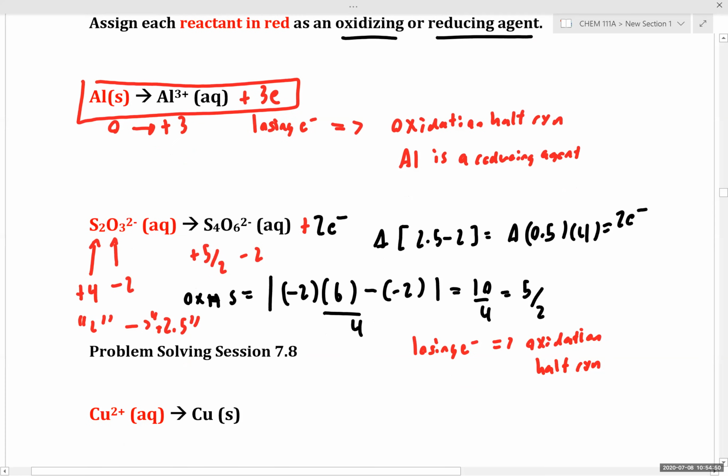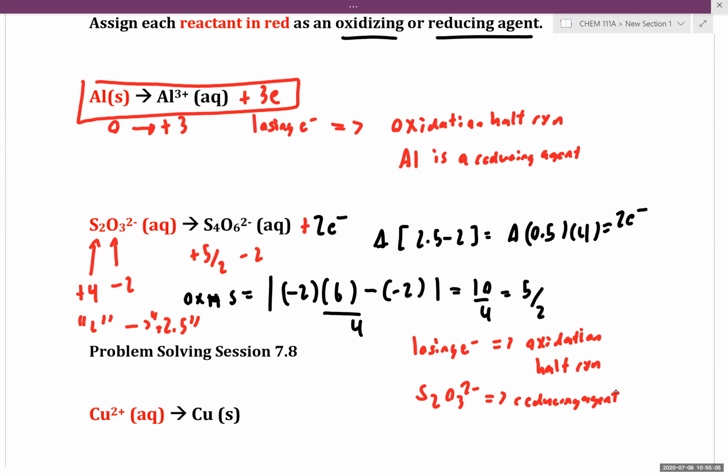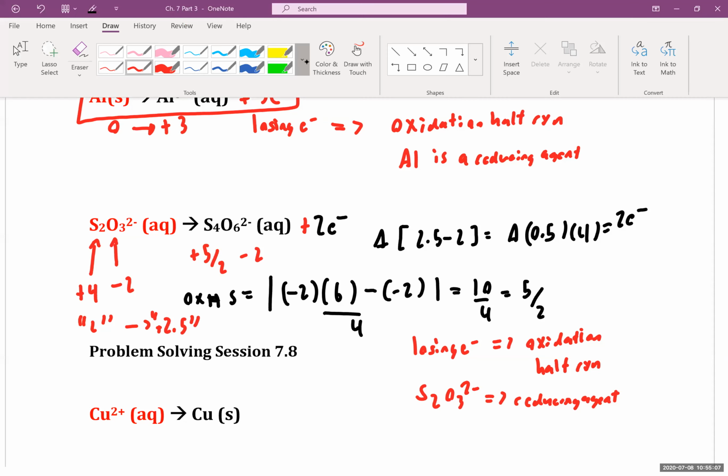And as a result, thiosulfate is known as a reducing agent because it is donating electrons. Does this example make sense?